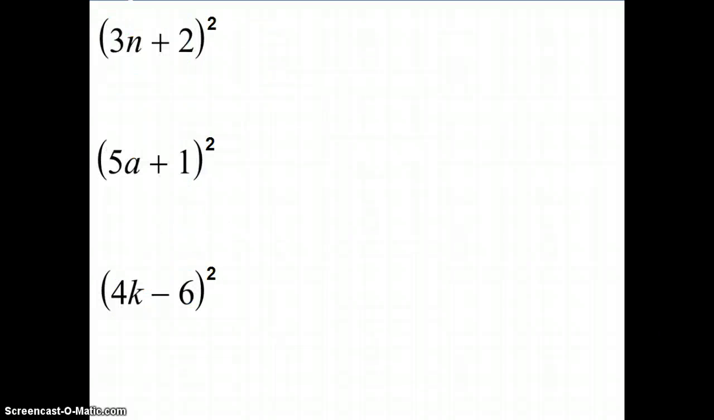Our last thing to talk about today is when you take a binomial and raise it to the second power. Well, remember, raising something to the second power simply means multiplying that base by itself. So I'm going to take 3n plus 2 and multiply it by itself 2 times. From here, we are going to go ahead and FOIL.